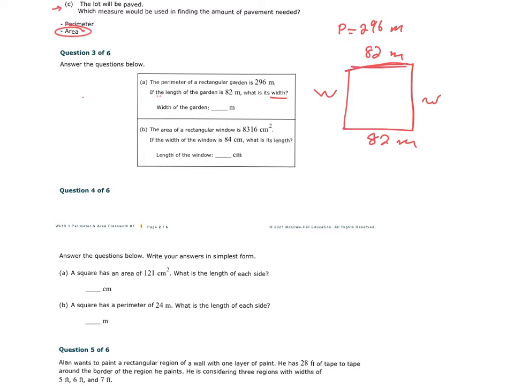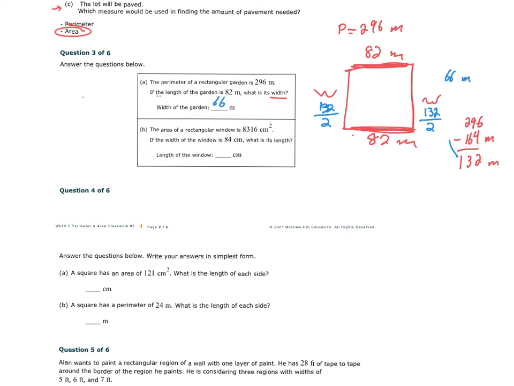So let's figure out how much we have so far with both lengths. 82 plus 82 is 164 meters. So far we have 164 meters. We know there's 296 total. So that leaves us with 132 meters. Okay. Each side is not 132. We can't call this side 132 and this side 132. That'd be way too big. Since they're both the same, we're going to divide it by 2. Each side is 132 divided by 2, which is 66 meters.